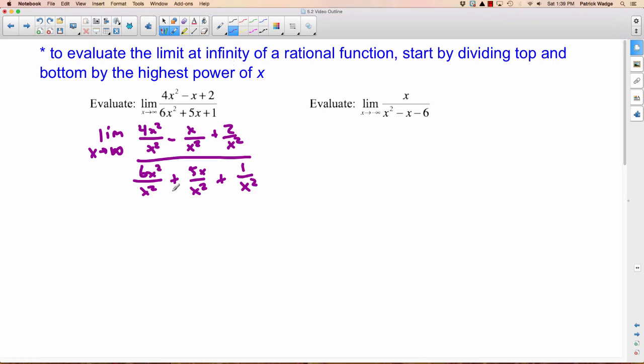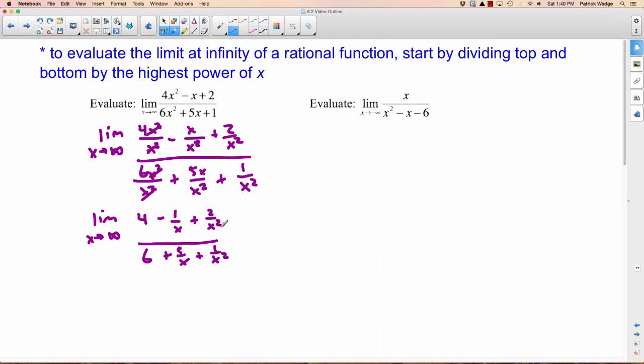Isn't this lovely? Okay, then we go through and we simplify. So we have the limit as x approaches infinity. 4x squared over x squared, well, those cancel. I'm left with 4 minus x over x squared. We can cancel 1 x, so we're left with 1 over x plus, you can't do anything here, so you still have 2 over x squared, over, cancel, 6, plus, cancel an x, you're left with 5 over x, plus 1 over x squared. There's nothing you can do.